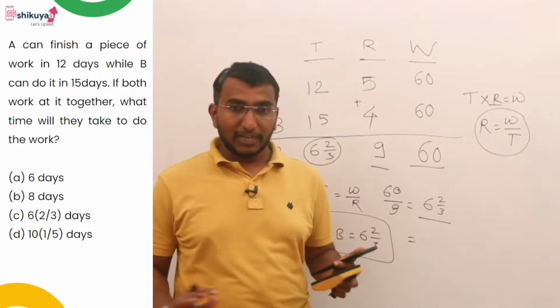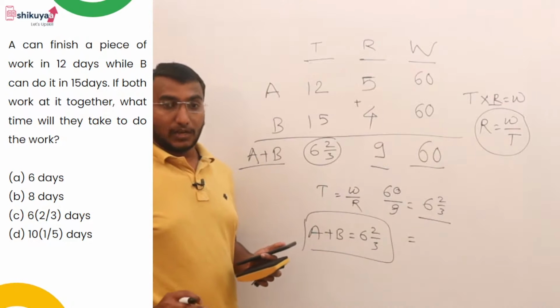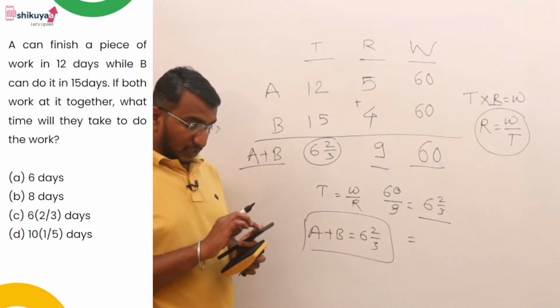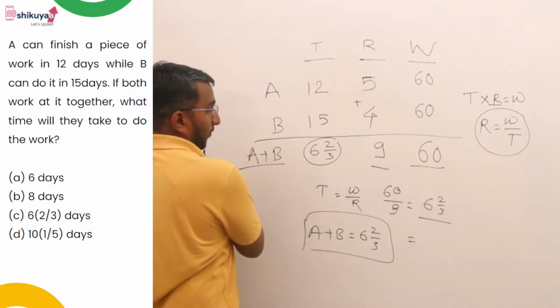So this is a very simple method in which you have to just assume the work done to be the LCM of both of the given work dones, and accordingly you will be able to solve it further. Let's go to the next problem.